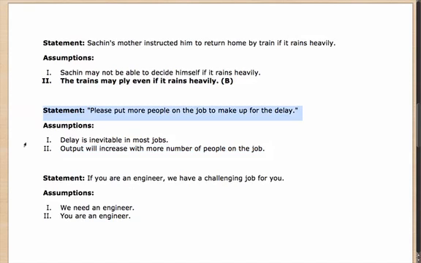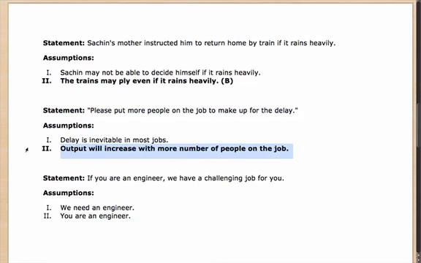If putting more people on the job would not have made any difference, then no one would recommend to put more people on the job. That is the reason why someone is suggesting to put more people on the job, because the output will increase. So that is an implied or an implicit assumption, and that is the reason why you will mark B in this case as well. Let's look at the third statement.